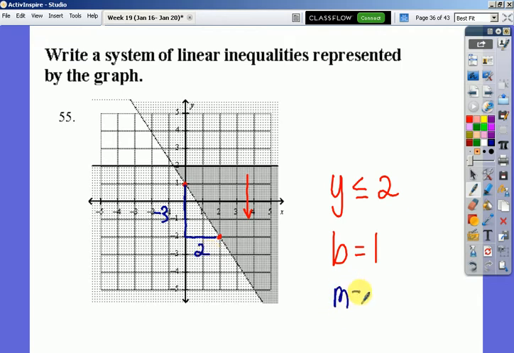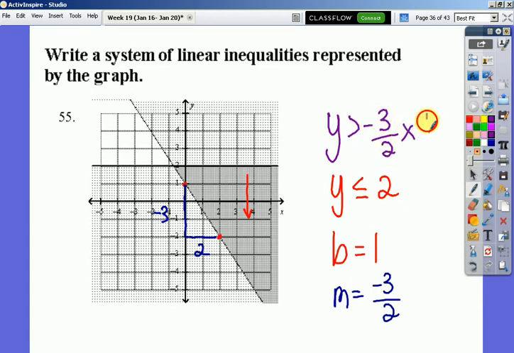So I'm going down 3 and right 2. So putting that all together with the direction of the shading, what is that going to be? That's another one. Yes. Y is greater than negative 3 over 2x plus 1, because you're shading above. What questions do you have about that, if any?